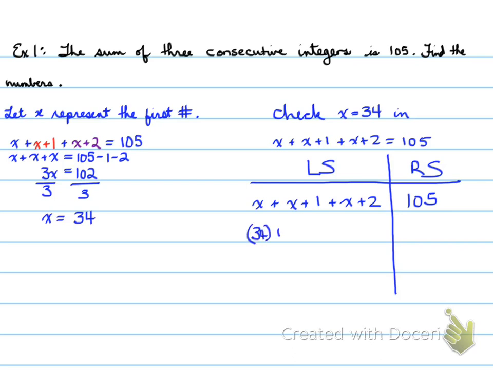34 plus 34 plus 1 plus 34 plus 2. And now we add these all up. 34 plus 34 is 68. This is 69, this is 70 and 71. Add the 4 is 75. 75 plus 30 is 105. So 105 is the left side. 105 is the right side.